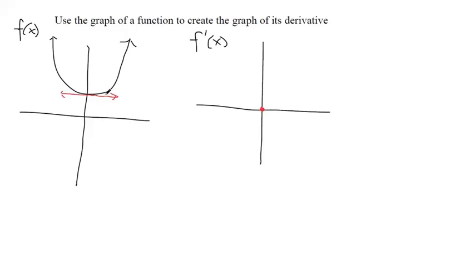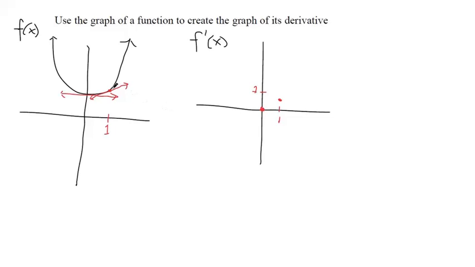And then let's pick out another point. Maybe this point right here. Maybe that's 1. That's 1 on the x-axis. Think about what the slope is at x equals 1. That slope, it might be rise 1, run 2. Maybe it's a slope of 1/2. So I'm going to put a dot at 1 on the x, 1/2 on the y.